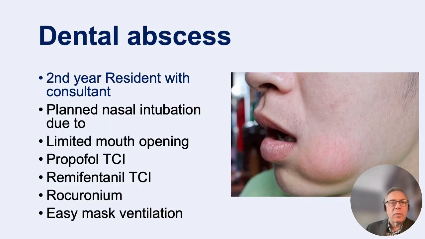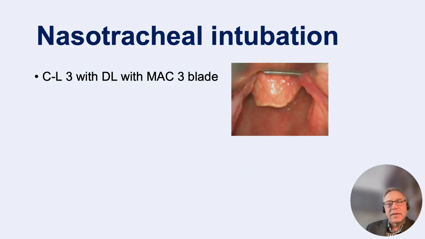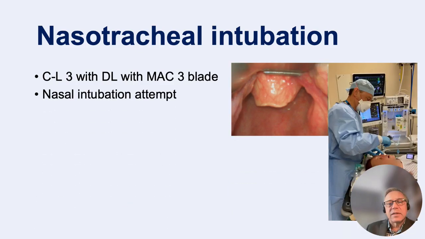I'll give you an example. This is a real case, a dental abscess done by a second-year resident with a consultant. They planned nasotracheal intubation due to limited mouth opening. They used propofol, remifentanil, rocuronium. They had easy mask ventilation to start with. Now, they had Cormack-Lehane grade 3 with direct laryngoscopy using a Mac 3 blade. That's what they saw. A nasal intubation attempt.